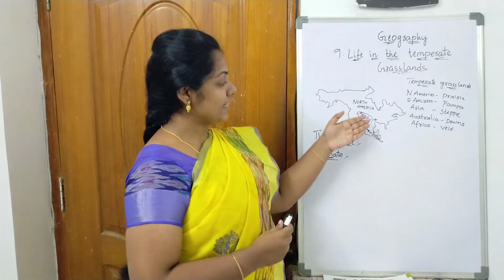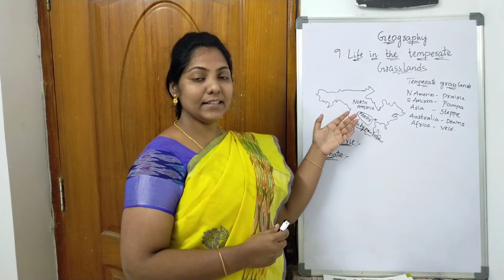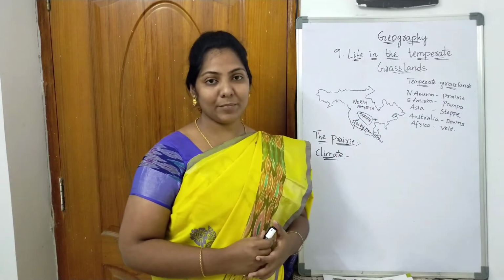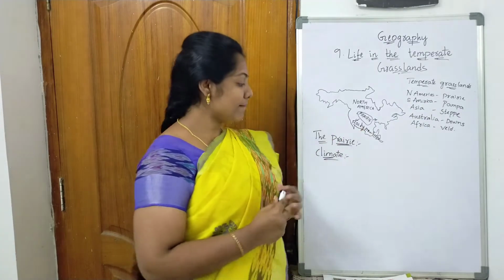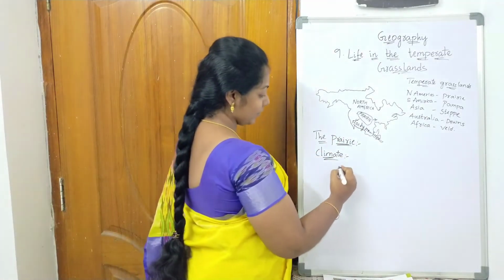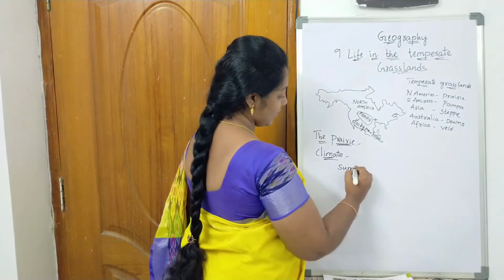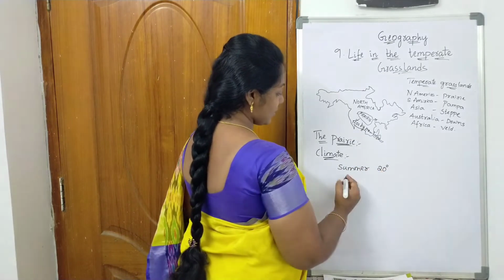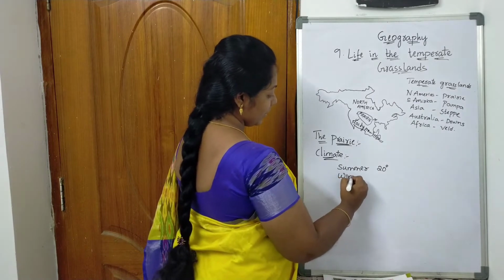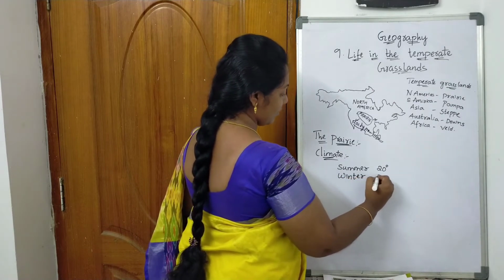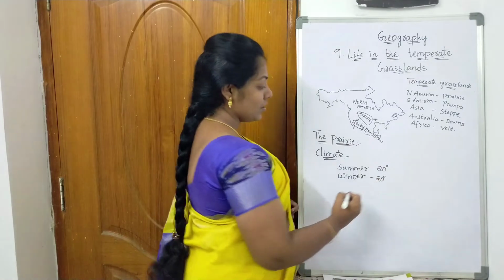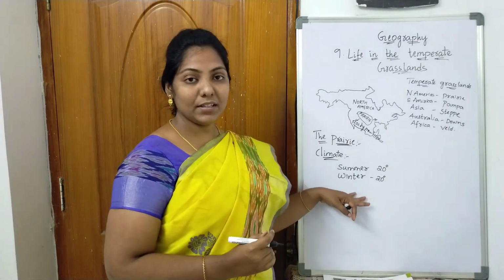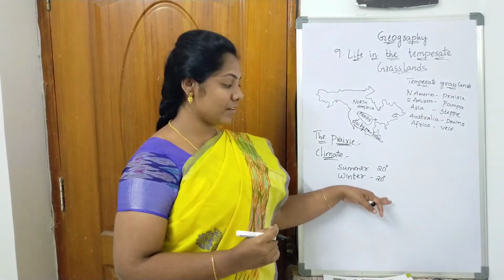As we can see, the prairies are located in the interiors of the continent. So we can see extreme climatic conditions here. In summer the temperature here is around 20 degrees, and in winter the temperature is around minus 20 degrees.